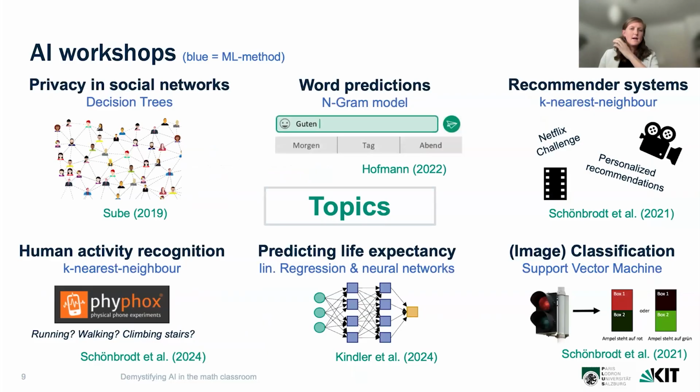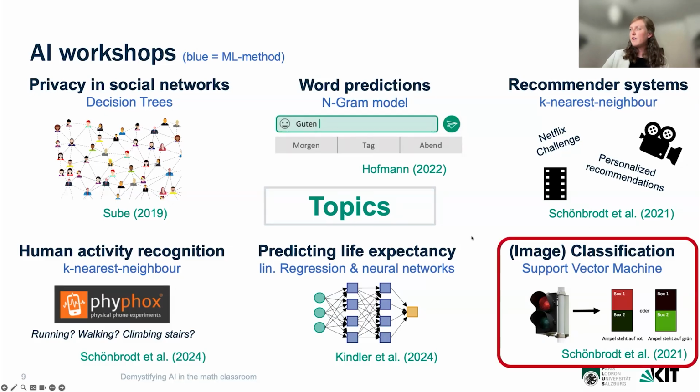Here you can see a subsection of all the AI workshops we developed. In black, you can always see the real-world problem the students work on. For example, in one workshop they develop a recommender system for movies based on a data set from Netflix. And in blue, you can see the machine learning method they develop step by step, guided through didactically reduced versions of the mathematical background and using appropriate teaching and learning material. I will focus now on image classification based on the support vector machine. However, all the other materials for the other workshops follow the same design principles.